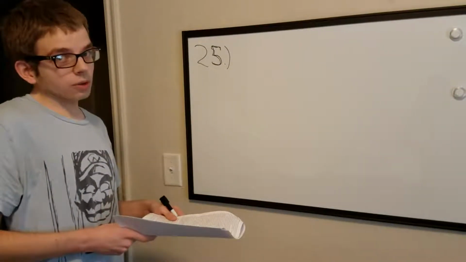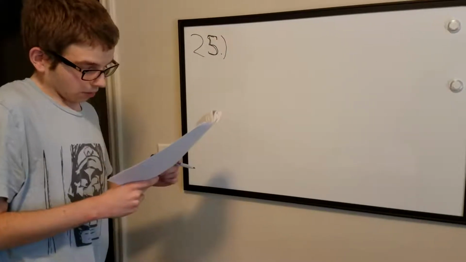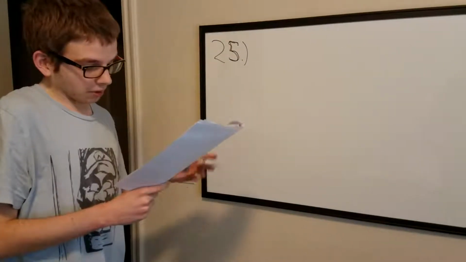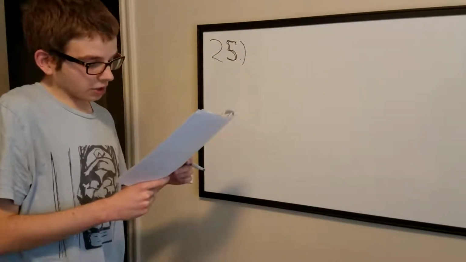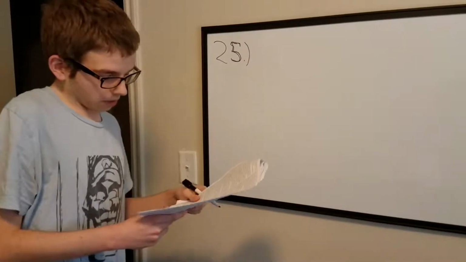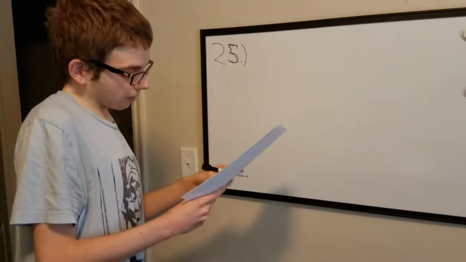Today I'll be showing the solution to problem number 25. A postal employee drives a delivery truck along the route shown in the accompanying figure. Determine the magnitude and direction of the resultant displacement by drawing a scale diagram. So first we have to draw our scale diagram from the diagram that's shown.